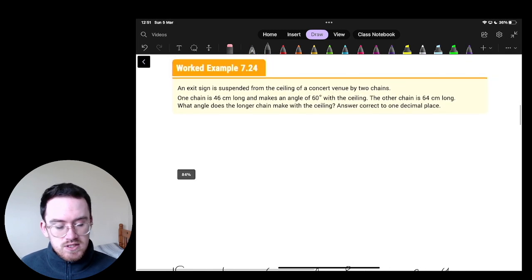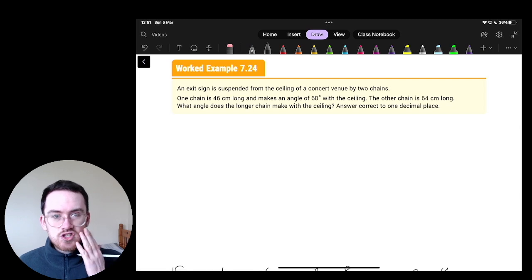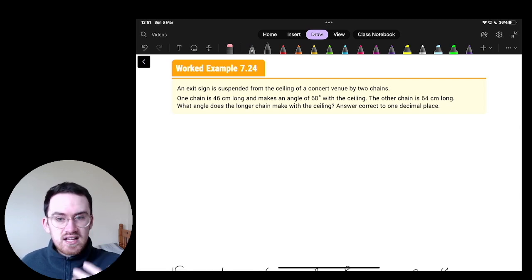So this might be more typical of a kind of exam question, giving a bit more real life context to it. So an exit sign is suspended from the ceiling of a concert venue by two chains. One chain is 46 centimeters long and makes an angle of 60 degrees with the ceiling. The other chain is 64 centimeters long. What angle does the longer chain make with the ceiling? Answer correct to one decimal place.